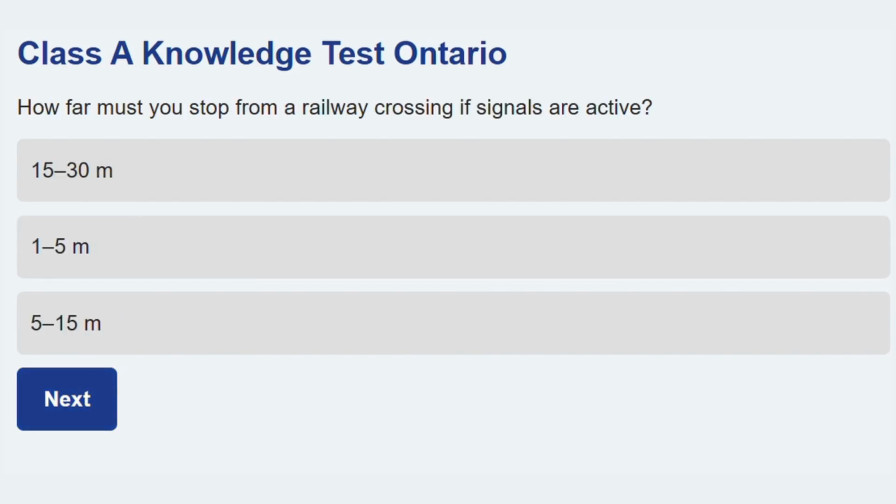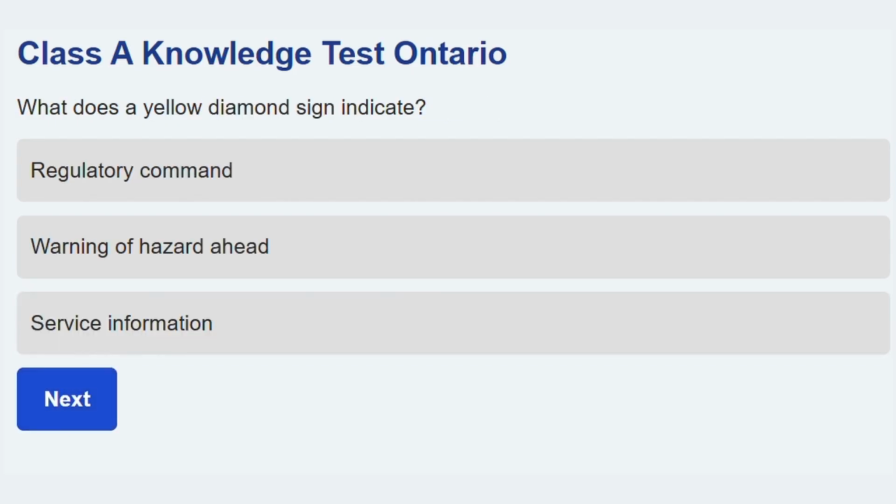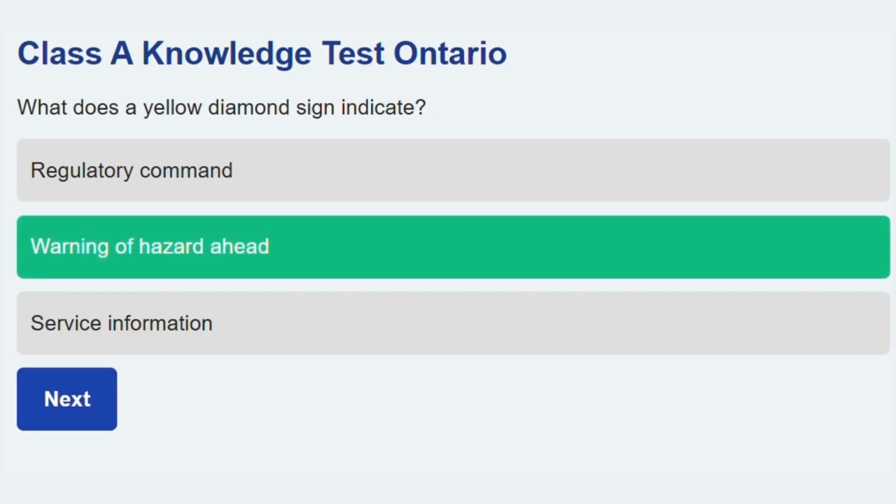Continuing, how far must you stop from a railway crossing if signals are active? 5 to 15 meters. Keeps you clear of tracks when a train is approaching. Next question. What does a yellow diamond sign indicate? Warning of hazard ahead. Alerts to upcoming road conditions.